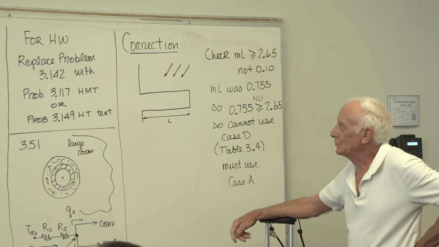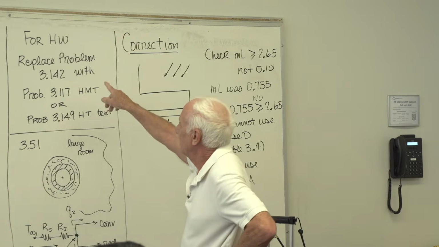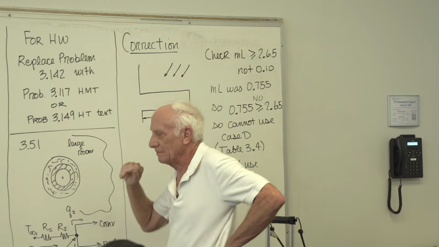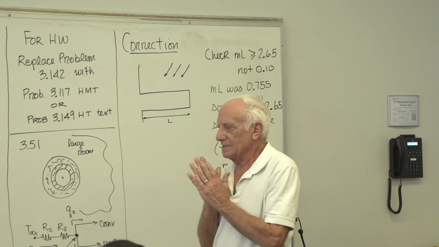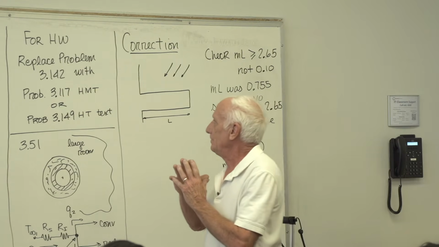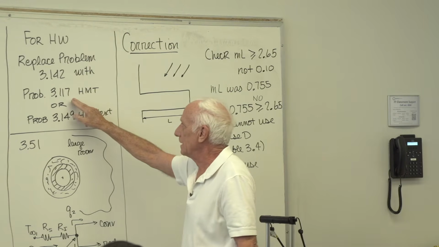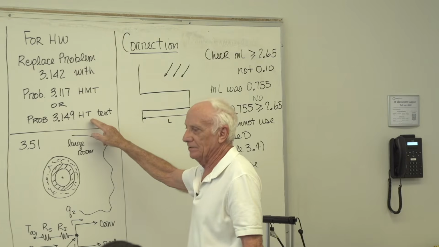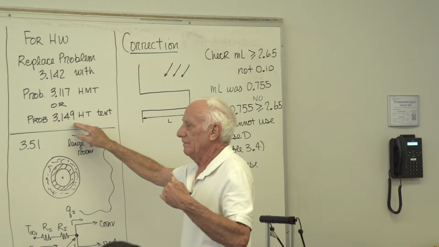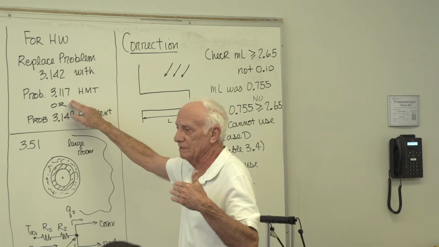Okay, number 2. For homework, I said replace problem 3.142 on the handout with a different problem. Now, that particular problem has a different problem number in a different textbook. If you're using the Heat and Mass Transfer textbook, it's problem 3.117. If you're using the Introduction to Heat Transfer textbook, that's problem 3.149. If you're using the Introduction to Heat and Mass Transfer textbook, it's the same problem, but it's called problem 3.117.